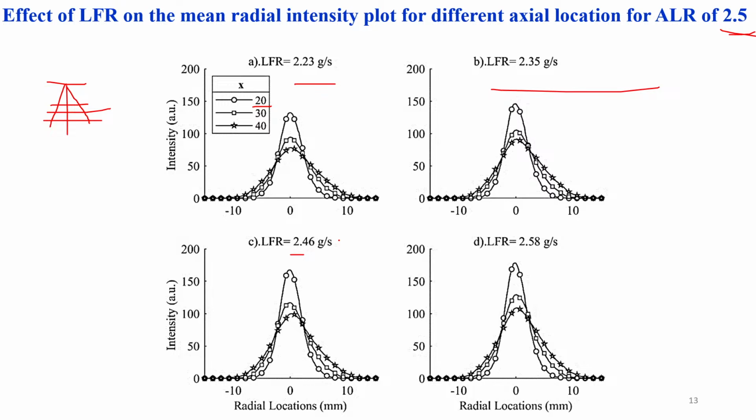This gives the intensity value, and based on this one we can understand how the spray quality is increasing. Here at 40, I will show the 40. So this is the 40. It is around 75. Here we can see it's around 90. Here we can see it's 100. Here it's more than 100. So at the same location, with increasing liquid flow rate at constant ALR ratio, we have higher intensity for the higher liquid flow rate.